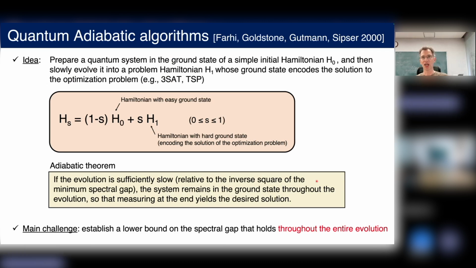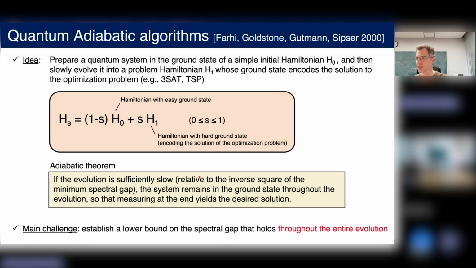Okay, so we do have again this adiabatic theorem that says that if the evolution is sufficiently slow, then you will get a solution of your optimization problem. And so you really need to understand this spectral gap. You need to prove a lower bound on the spectral gap that will hold through the entire evolution. That is a lower bound that is true for all the values of S from 0 to 1. And this is the main challenge.